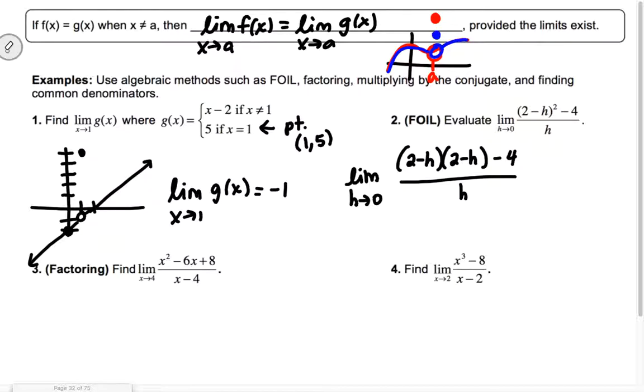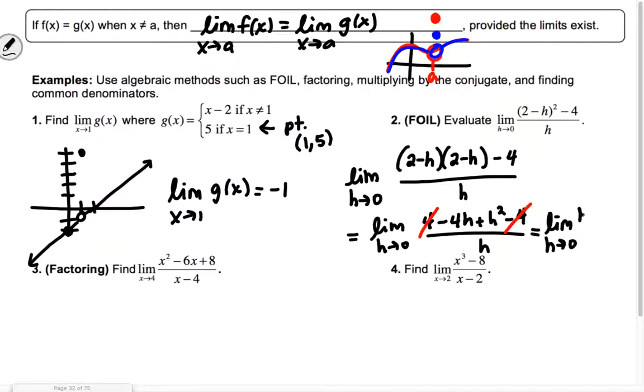All right, so here we go. We're going to FOIL it out. So we still have to write limit. We get 4 minus 4h plus h squared minus 4 all over h. Do we see some magic happening here? 4 minus 4 goes away. The h goes into everything in the numerator, so I can pull out an h, and I'd have negative 4 plus h all over h. So then those h's go away.